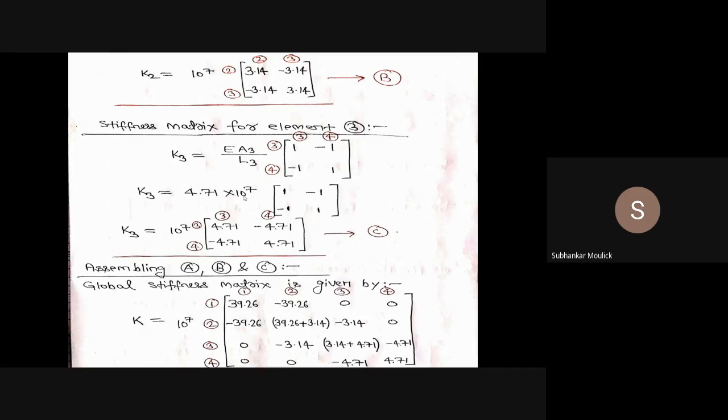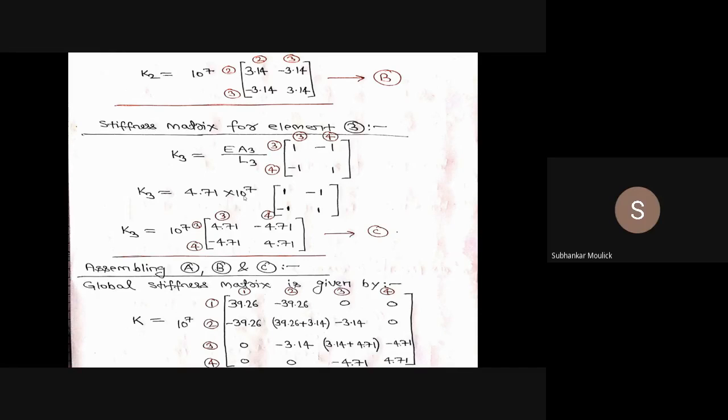Again, I can multiply 4.71 with each element of the matrix, keeping 10 to the power 7 out of the matrix. Then the final resulting stiffness matrix becomes 10 to the power 7 times a 2 cross 2 matrix, in which the first row is 4.71, minus 4.71 and the second row is minus 4.71, 4.71, which is equation number C. Is it clear to all of you? Yes, sir.